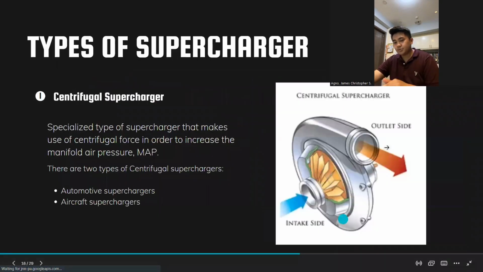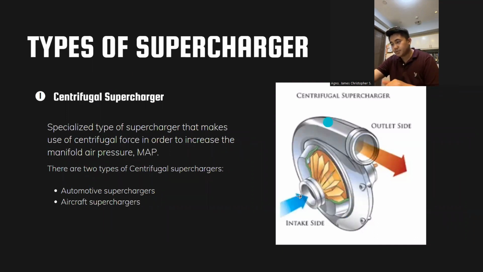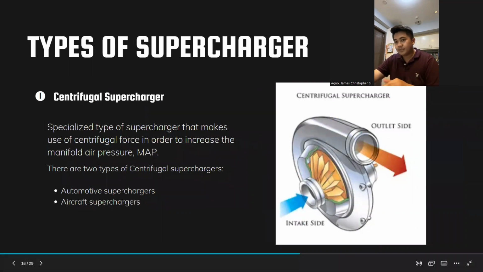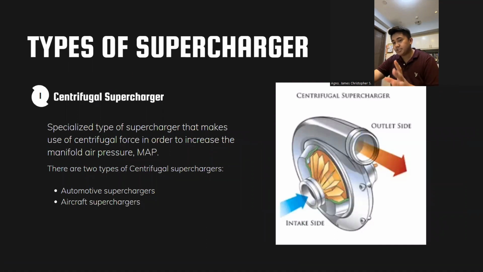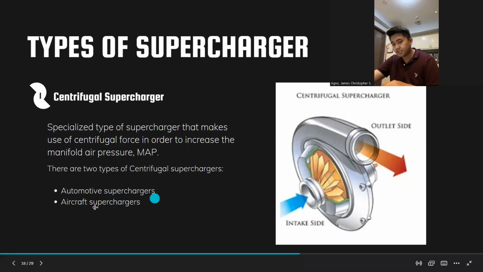So first, we have the centrifugal supercharger. This is the picture of the centrifugal supercharger with the outlet side and the intake side. It is a specialized type of supercharger that makes use of centrifugal force in order to increase the manifold air pressure, or MAP. There are two types of centrifugal superchargers: automotive superchargers and aircraft superchargers.